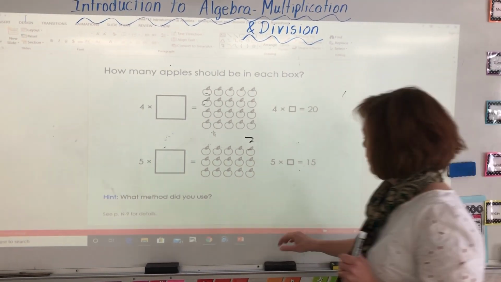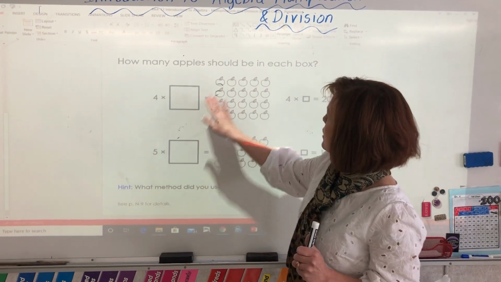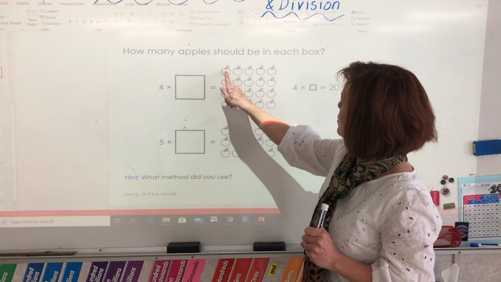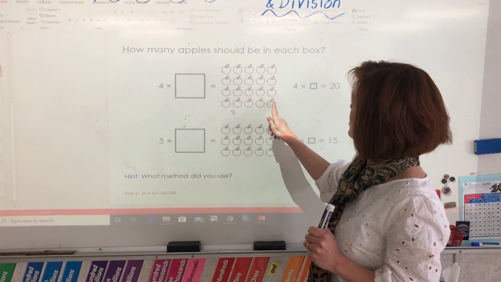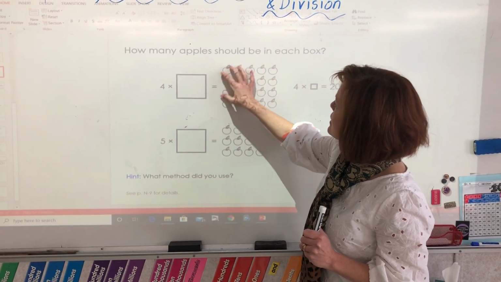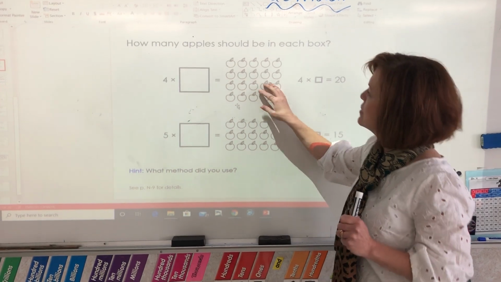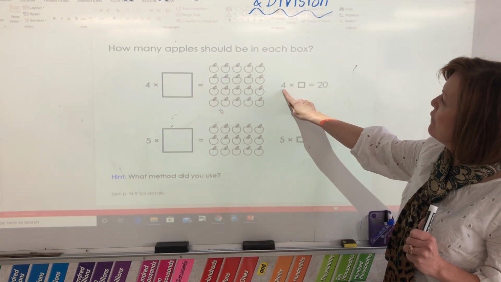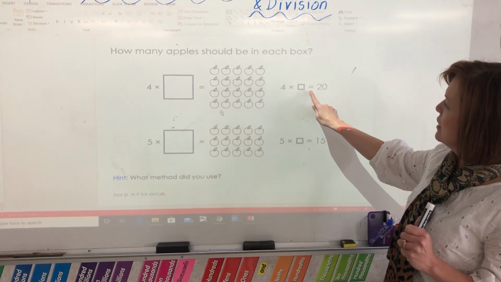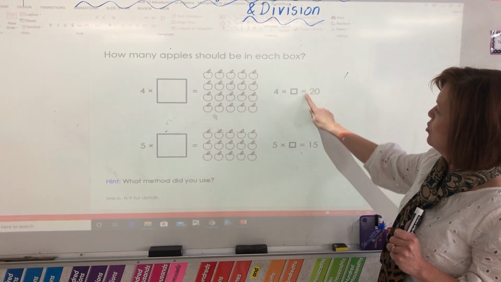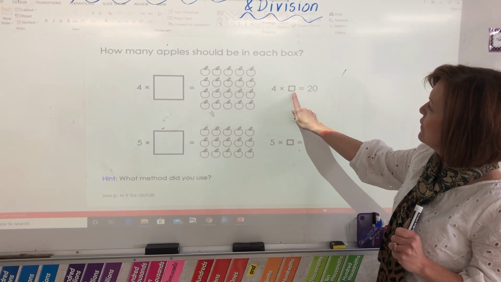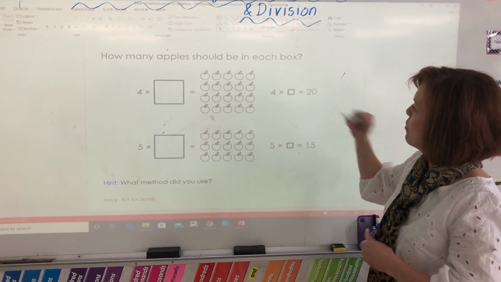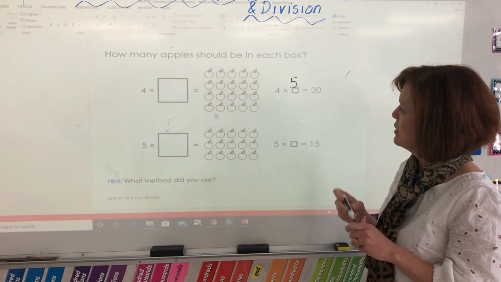So now, let's look at this picture. 4 times some number equals 4, 8, 12, 16, 20. To make it simpler than having all these apples, let's just look at this multiplication sentence that has algebra. 4 times something equals 20, with the numeral 20. So we have to figure out what's missing. I think you all know your math facts, and it would be 4 times 5 equals 20.